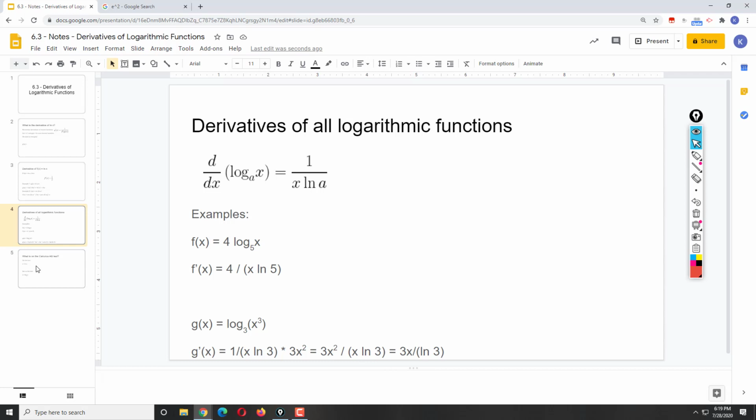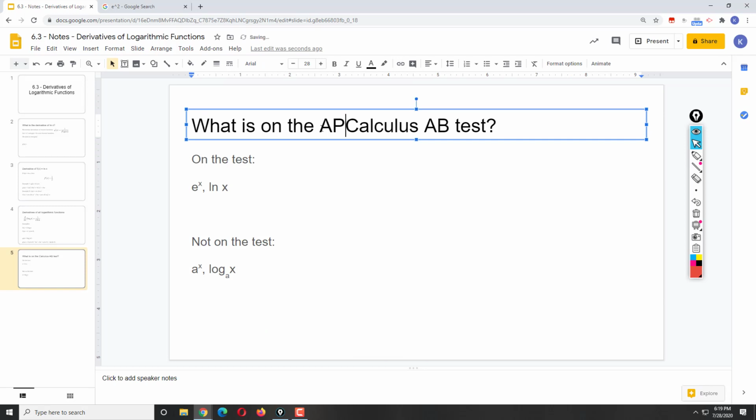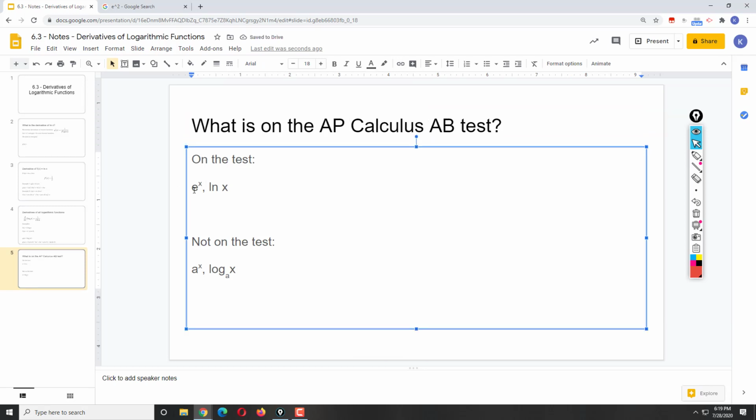Not all of 6.2 and 6.3 are on the AP Calculus test. On the AP Calculus AB test, you should know the derivative of e to the x, which is e to the x, and the derivative of ln x, which is 1 over x. But the derivatives of a to the x and log base a of x are not on the test. So for the test, you really only have to know the first two. The other two that we went over are not that bad, so it's worth knowing. There will be a few questions on this on the homework, but on any tests in this class and on the AP Calculus test, you won't have to know them. All right, that's it.